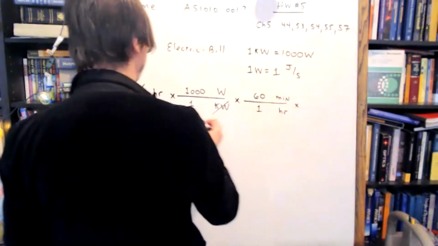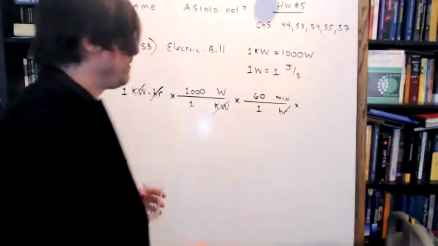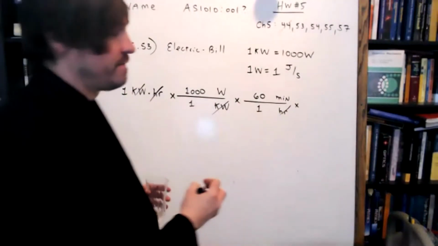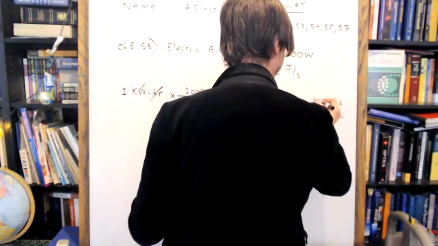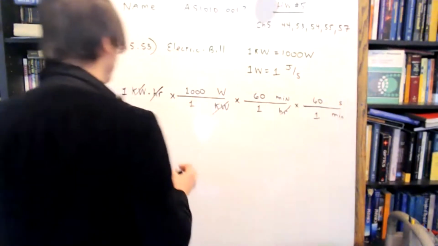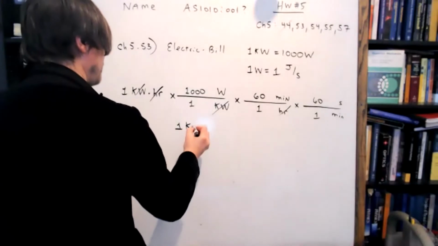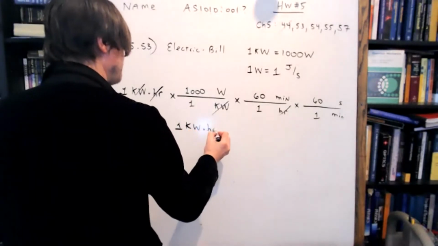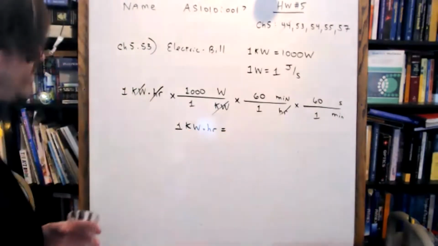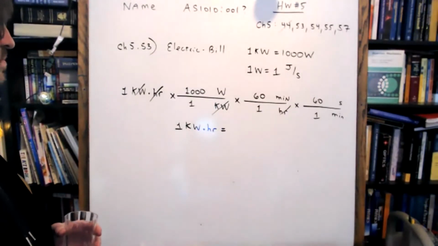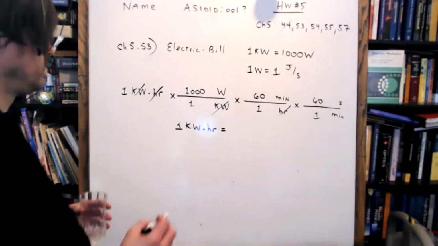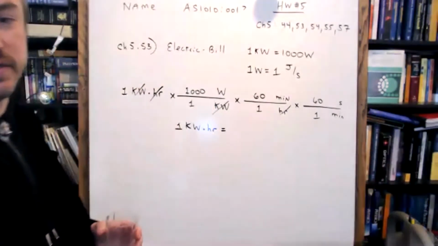Now this cancels out our hours. Now we're dealing with watt minutes. And then same thing, minutes on the bottom, seconds on top, 60 and 1. Why don't you go ahead and punch that up for me, class? I got 3,600,000.